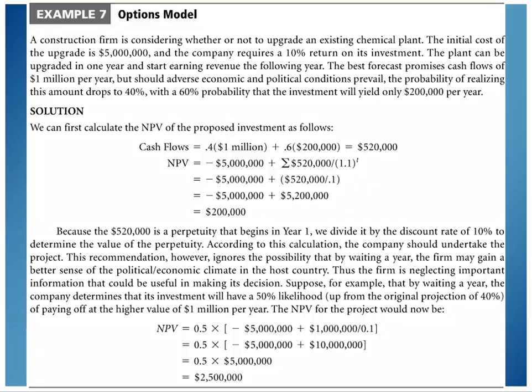The thing is, there's a 40% probability that you're not going to get that. Only a 40% probability you get the $1 million, and there's a 60% probability, because of things outside your control, adverse economic or political conditions, that you're only going to get $200,000 a year. So we can see the math here in the very middle of the screen, where our cash flow is 40% of the one possibility and a 60% likelihood of making only $200,000 a year.